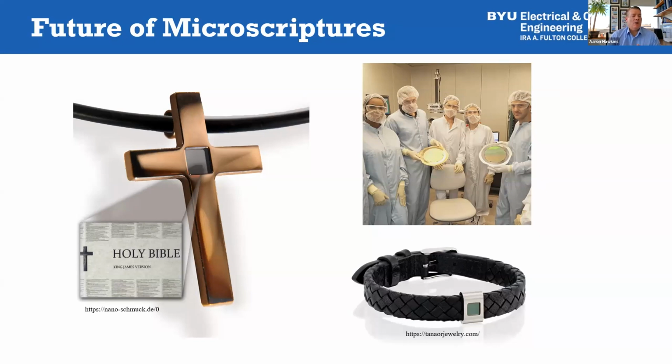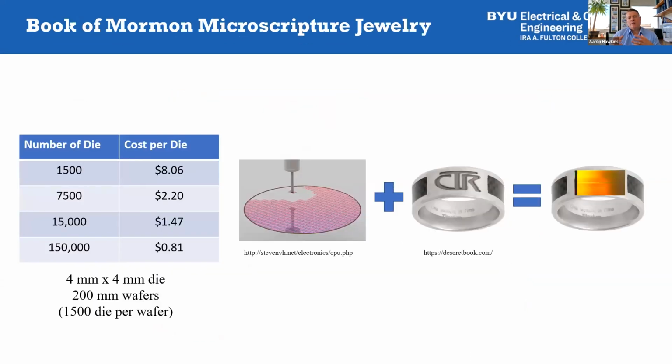So I thought at least, oh, this would make an interesting application for the Book of Mormon. Why not do that too? So think of a CTR ring or something like that, where you took a little chip that had the entire text of the Book of Mormon and embedded it on the ring. To me, this sounded like a good idea.